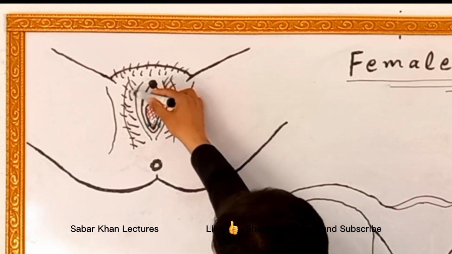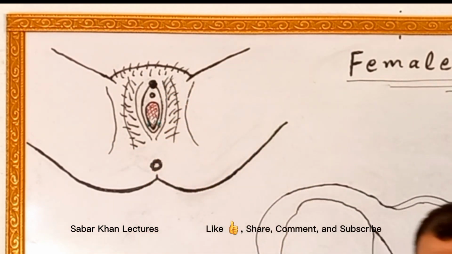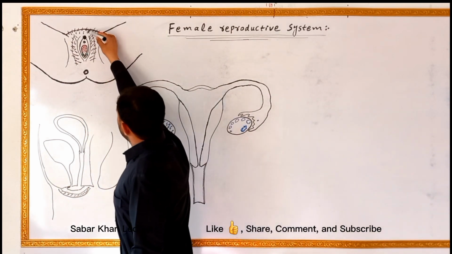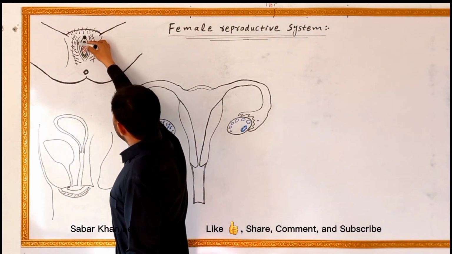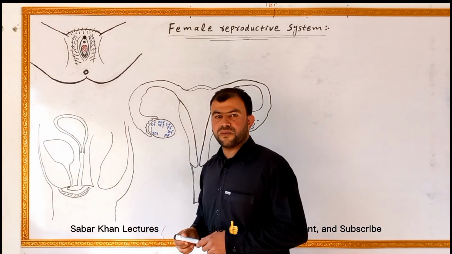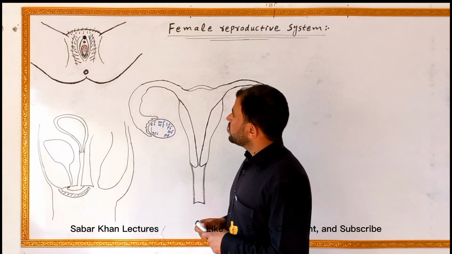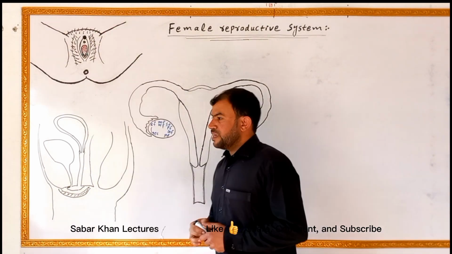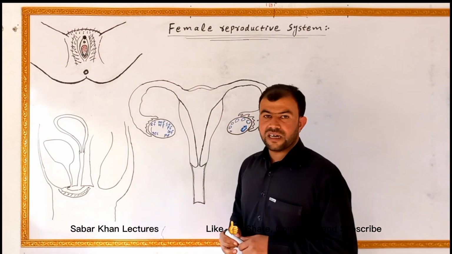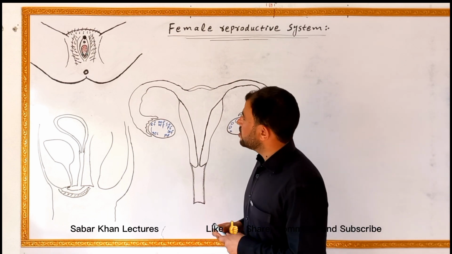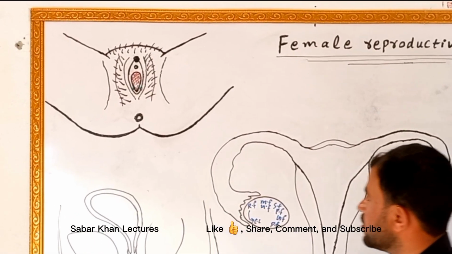The outer one is called labia majora, which is homologous to the male scrotum. And the mons pubis and labia majora have hair. Inside the labia majora, there is another skin fold which is called labia minora, which has no hair. And this region is called the female clitoris, which is homologous to the male penis. This is highly innervated and a highly sensitive part in the female reproductive system.